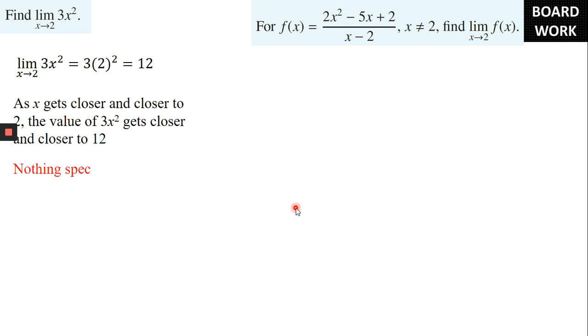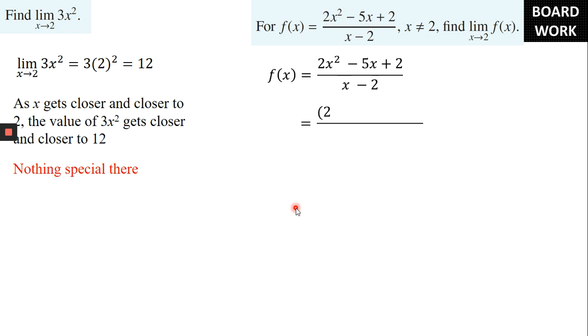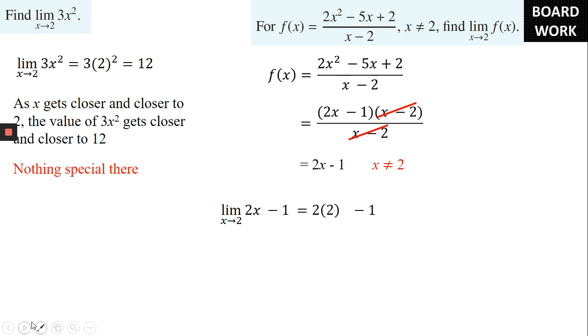So nothing special there. This one here is a little bit different. If we think about that function, we can factorize the top. And when we factorize the top, we can cancel those two. So we just get 2x minus 1, as long as x does not equal 2. So don't forget, x cannot equal 2. It doesn't really make any difference to this, but it does make a difference to the original function.